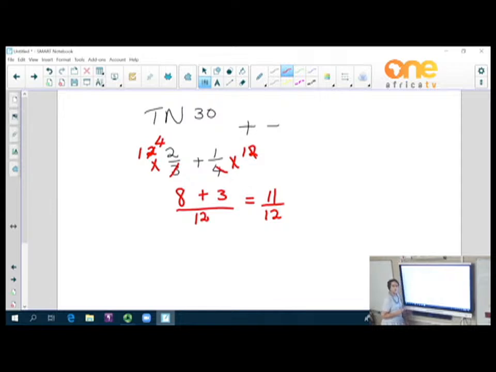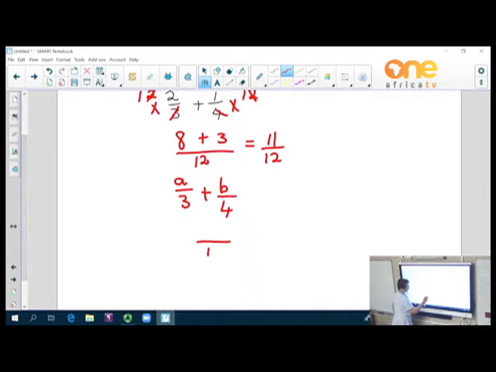Now I'm going to do the same with algebra. If I say A/3 plus B/4, then what is the LCM in this case? The LCM is still 12. If you multiply with the LCM and cancel, you have 4A plus 3B, and that is the answer. Unlike terms, we cannot add it.